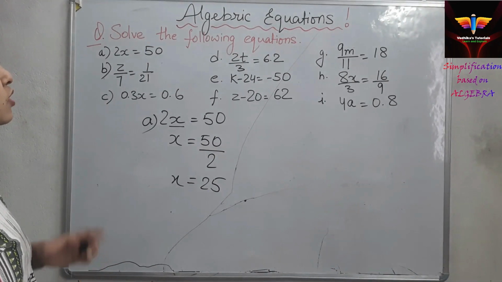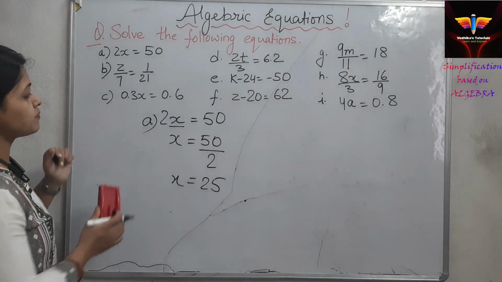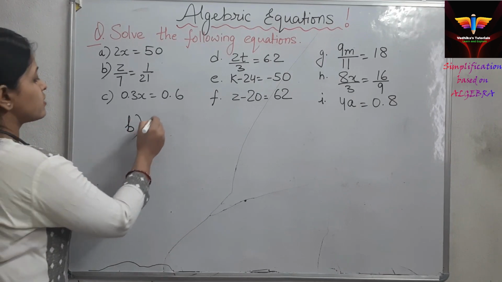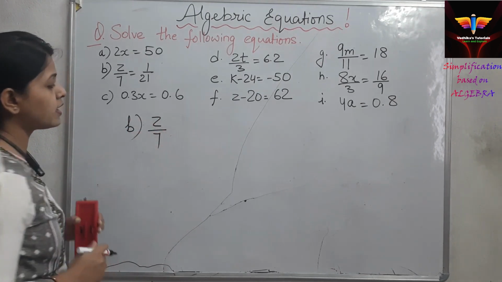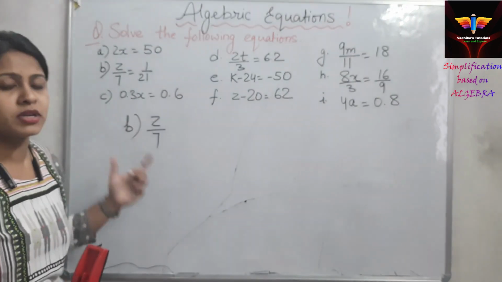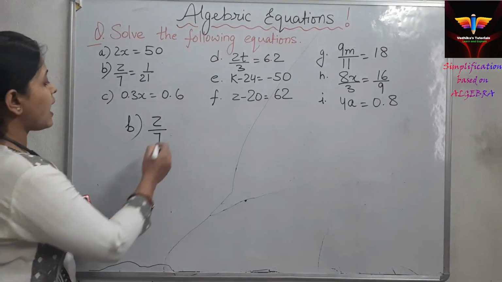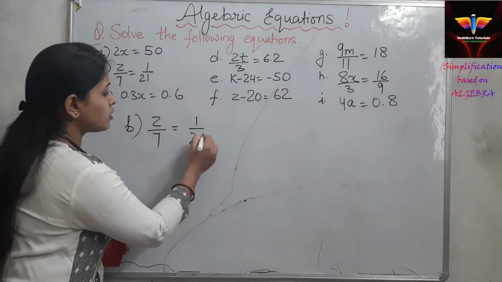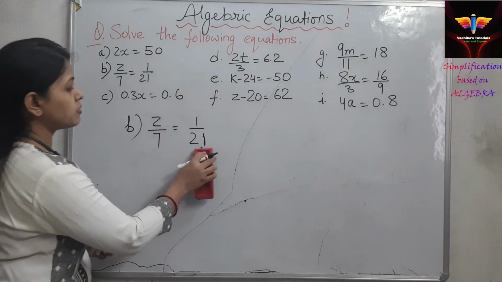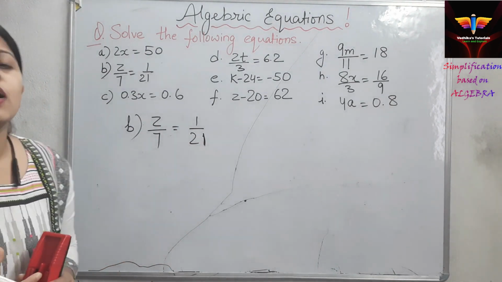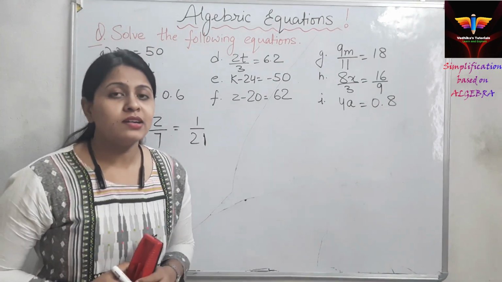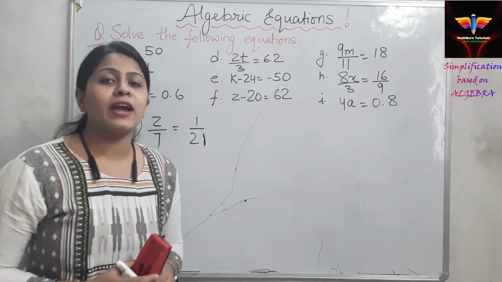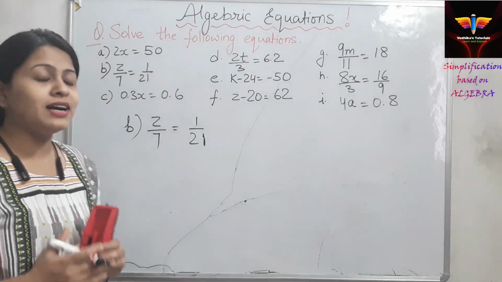Okay. Now let's talk about question number B. See, question number B is z by 7. Here numerator and denominator are both on the LHS and it is equal to 1 by 21. So here in the numerator there is 1 and in the denominator there is 21. Now what is the variable over here? Exactly, the variable is z. Now we have to find the value of the letter z.